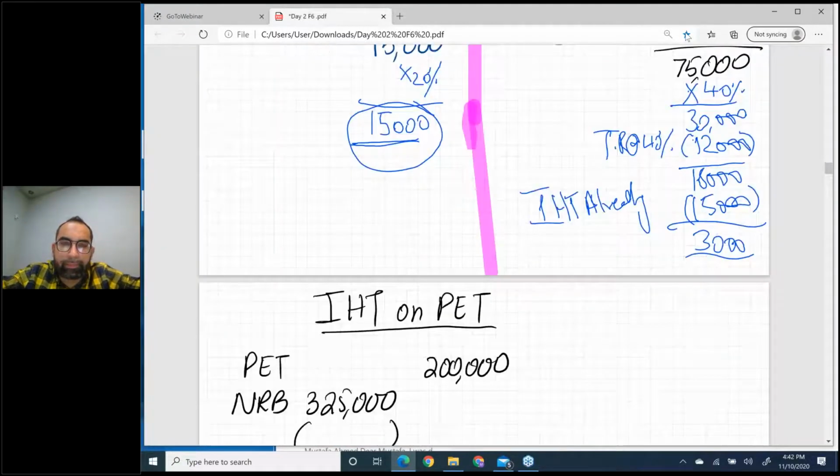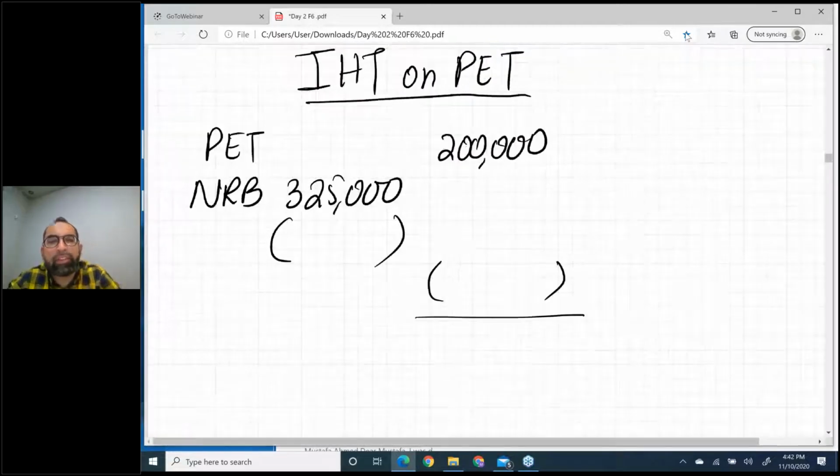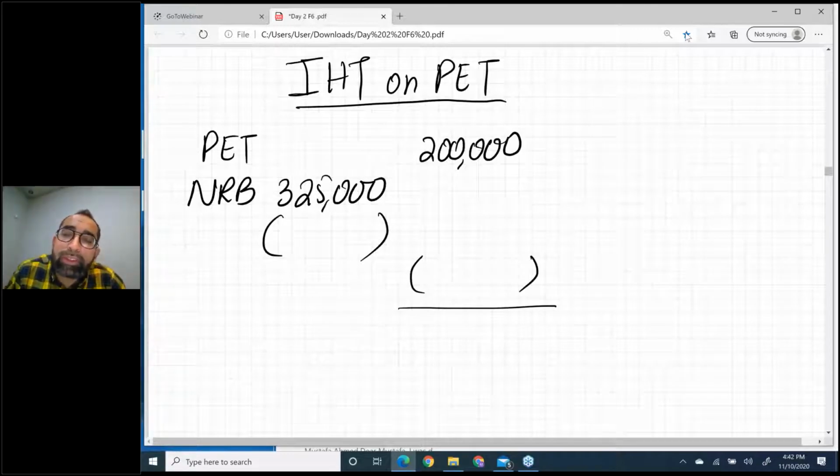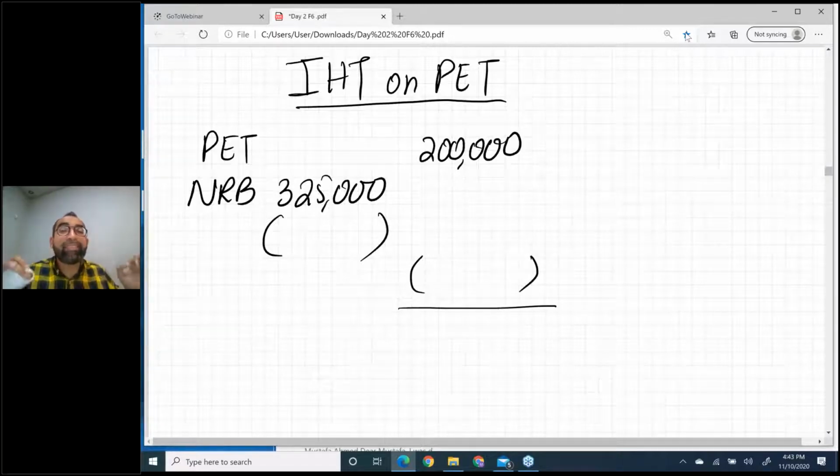See this. What's the amount of this PET? 2 lakh. The amount of this PET is 2 lakh. Now again, you are doing death tax. For death tax, you have 3,25,000 NRB. But don't forget the 7-year accumulation principle. Now you will see the real application.